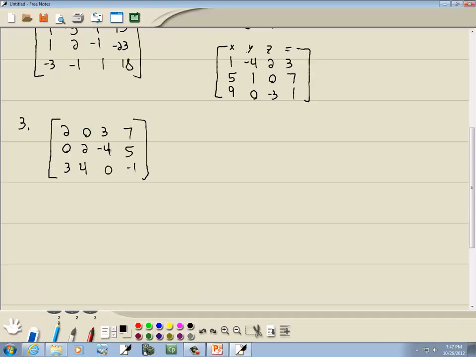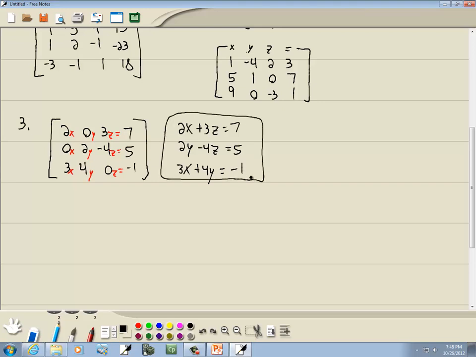What we're going to do is put the x, y, and z's back in there and the equals. So this is x, y, z equals. So we'd have 2x. Now the 0y drops away. Plus 3z is equal to 7. 0x drops away, and we got 2y minus 4z is equal to 5. And 3x plus 4y, and the 0z drops away, is equal to -1. And that would be our answer.